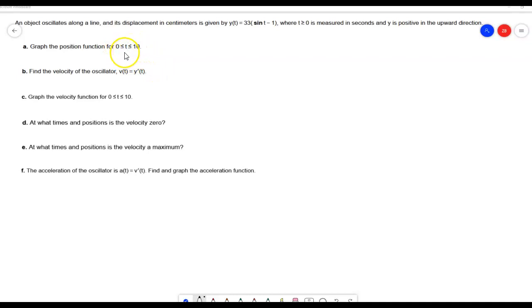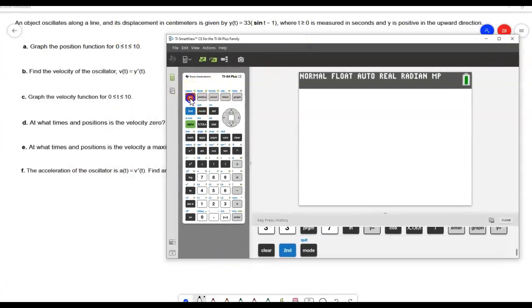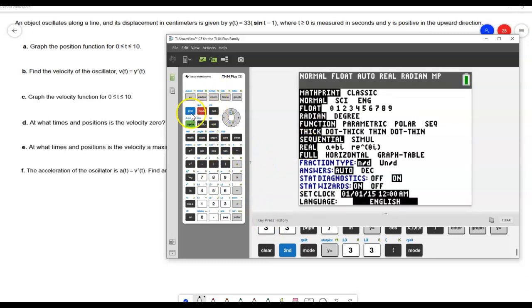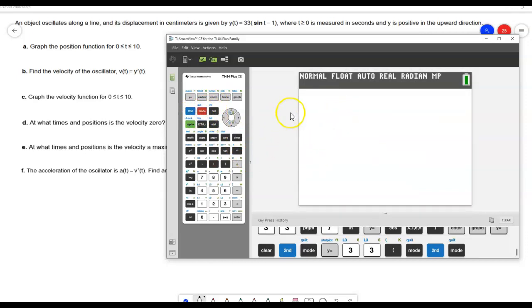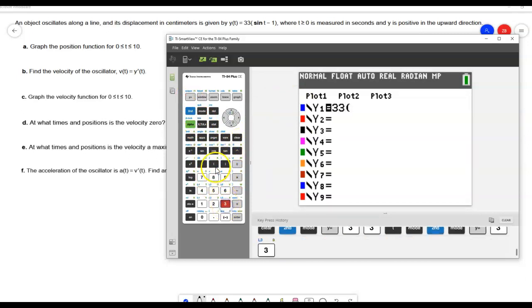That's our t. In this case, t is our independent variable. We're going to go ahead and use x in our calculator. They're interchangeable. So let's go ahead and put this function in there. We're going to put 33, open parentheses. And also make sure that you're in radian whenever we graph trig functions. We always want to be in radian there. So once again, 33, open parentheses. We're going to do sine.